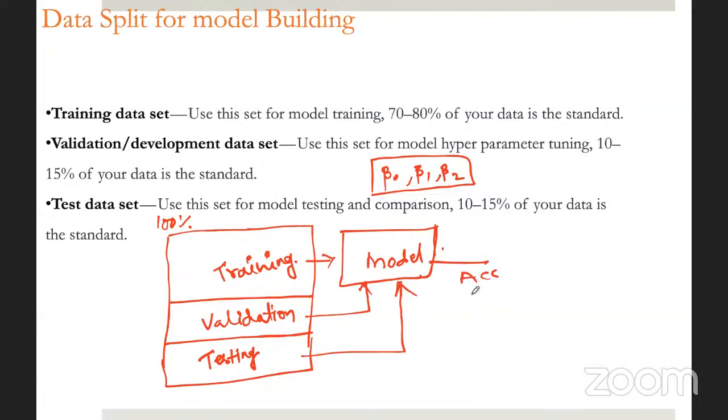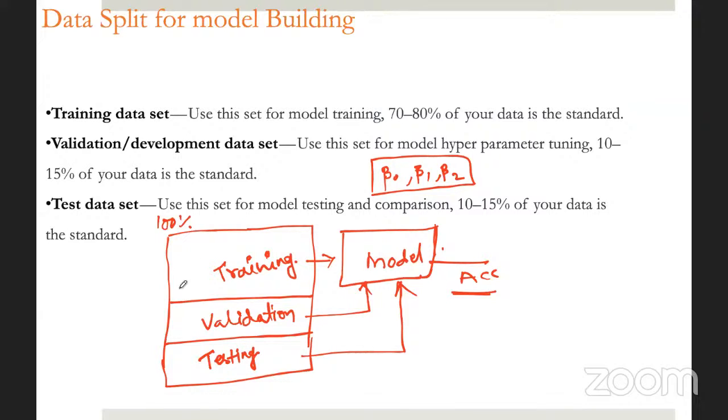This accuracy would be reported as part of the model documentation. This is the accuracy that I have got on the testing data set, and this is the final accuracy. You can also expect a similar kind of accuracy when you go for real predictions using the field data. So these are the three parts of the data that we have to divide when we are going for model building.